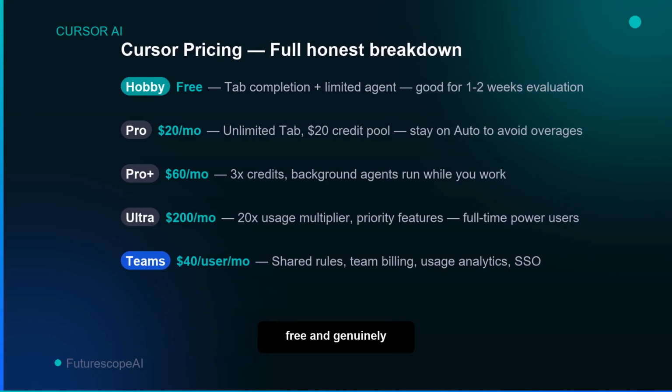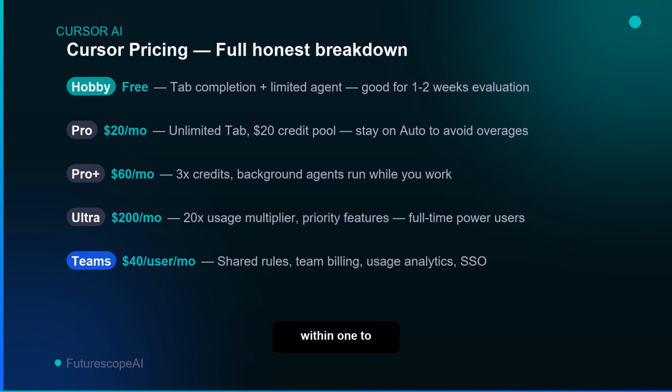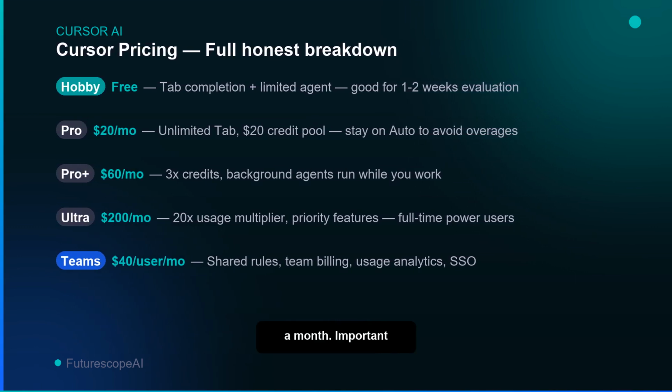Pricing. Hobby is free and genuinely useful for evaluation, but you will hit limits within 1 to 2 weeks. Pro is $20 a month. Important: in June 2025 Cursor changed from a request-based model to a credit-based system. Your $20 plan includes a $20 credit pool that depletes based on which models you use. Stay on auto mode and you get unlimited usage on cost-efficient models. Manually selecting Claude Sonnet or GPT-5 depletes your credits faster. Pro Plus is $60 with 3 times the credits. Ultra is $200. Teams is $40 per user.